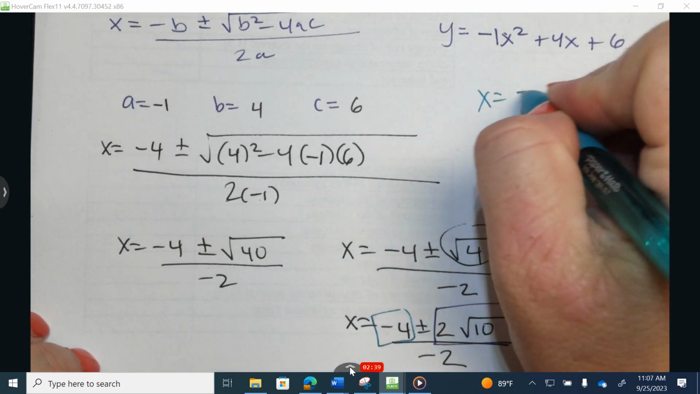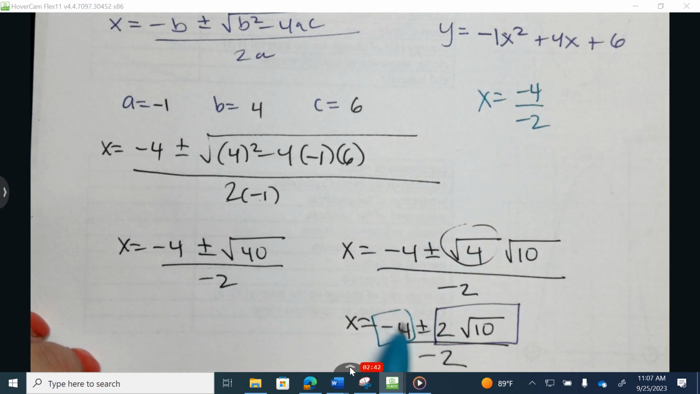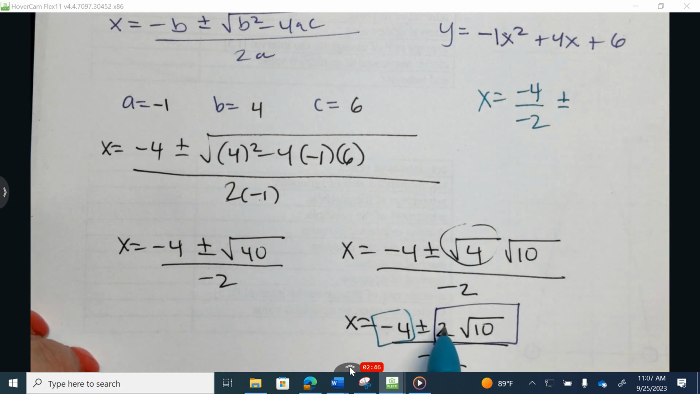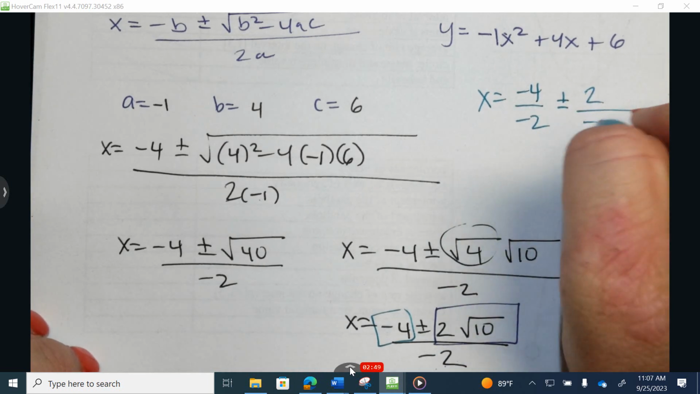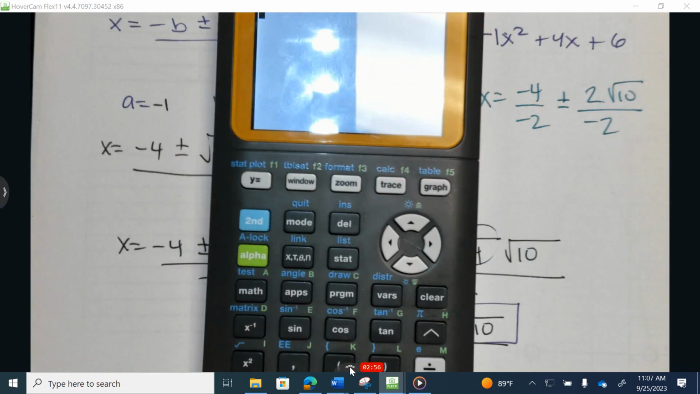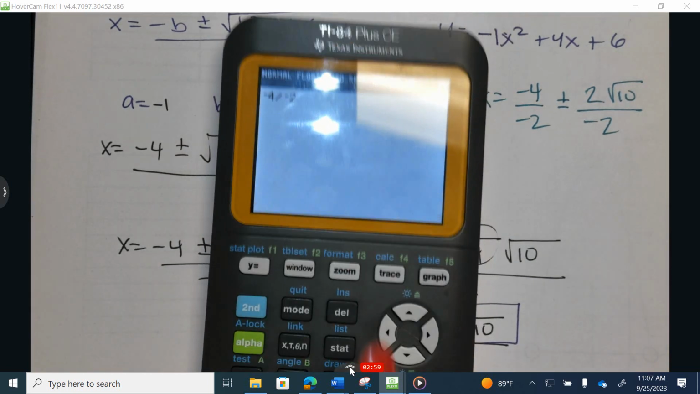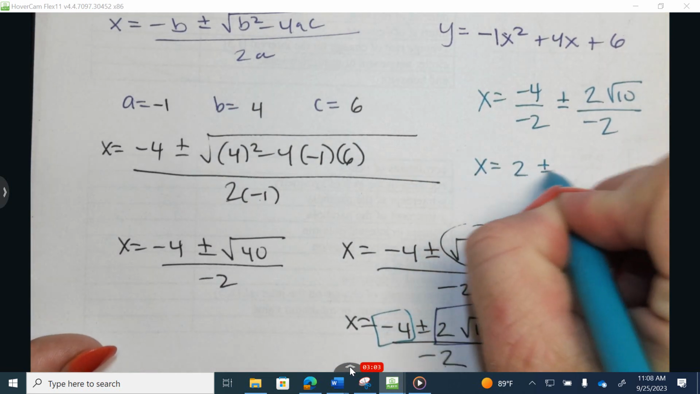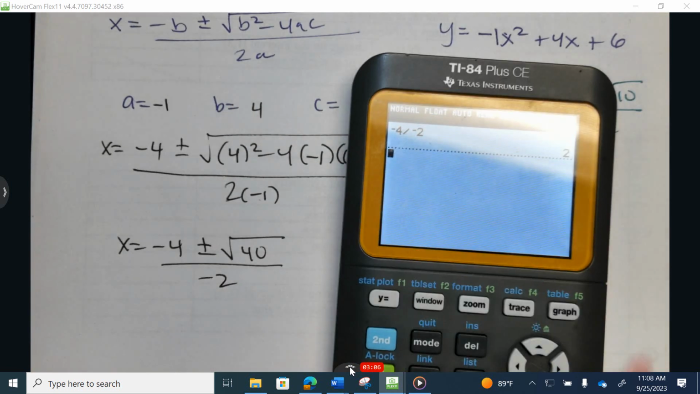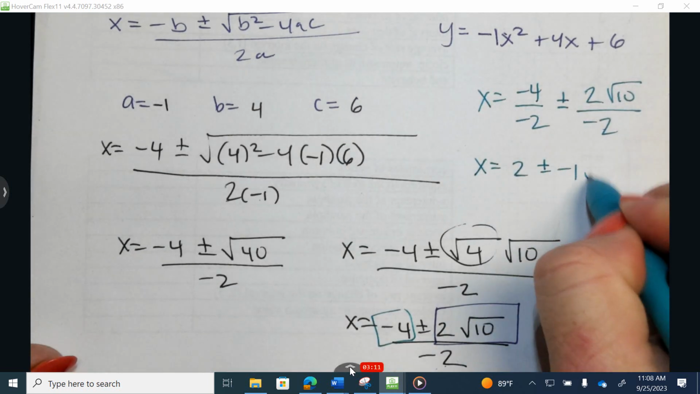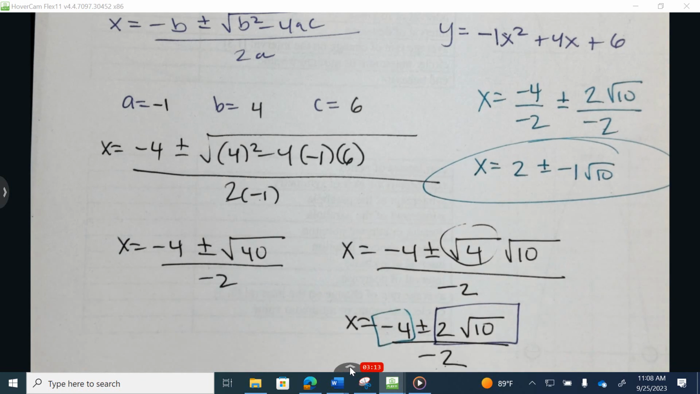So I have x equals -4 over -2, -4 divided by -2 plus or minus. That allows us to get those two answers. And then I have 2 over -2. And I've attached the square root of 10. If you need to use a graphing calculator, then do so. -4 divided by -2 is an answer of +2. Great. So x equals +2 plus or minus 2 divided by -2, if you need to rely, 2 divided by -2 is -1. This would be the exact answers.